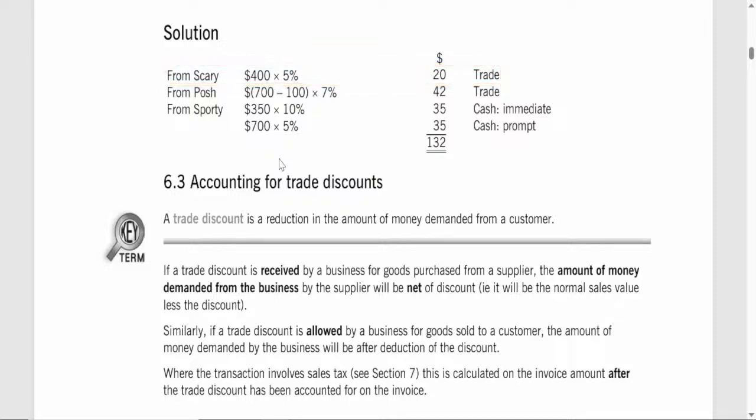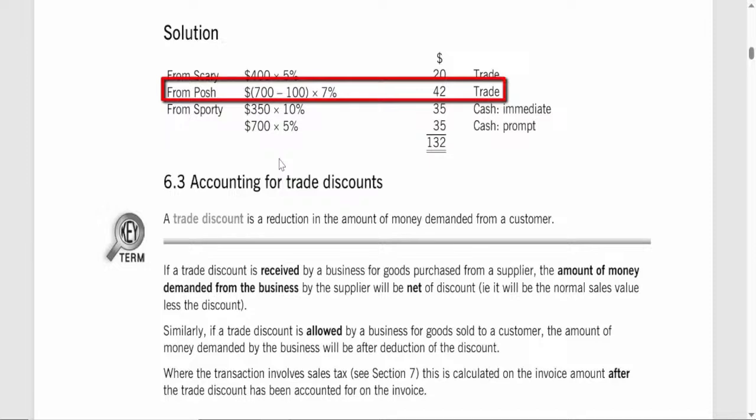2. Purchase from Posh. Ginger also makes a purchase from Posh worth $700. Posh's discount only applies to amounts over $100, so the first $100 is not discounted. However, the remaining $600, $700 minus $100, qualifies for the 7% trade discount. To calculate the discount, we apply 7% to $600. $600 multiplied by 7% equals $42. Therefore, Ginger receives a $42 discount from Posh.